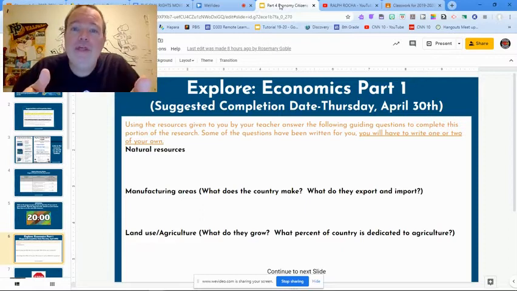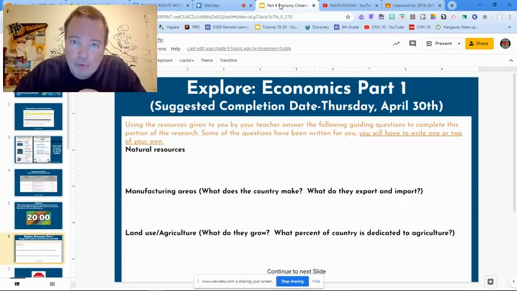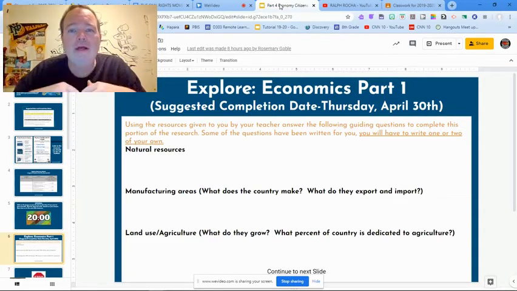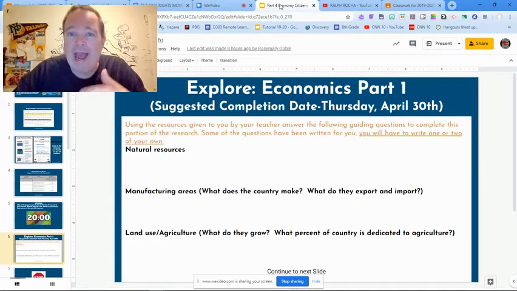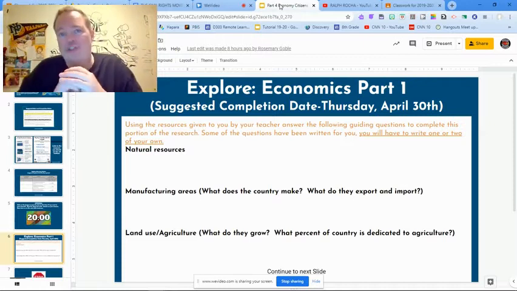Okay, what do they need to export and import? What kinds of things don't they have in their country that they need to get? That's import. What kinds of things do they make and they want to sell to other countries? That's export. Okay, so look at what they need to import and export. Finally, how do they use the land for agriculture? What do they grow? What percentage of the country is dedicated to agriculture?